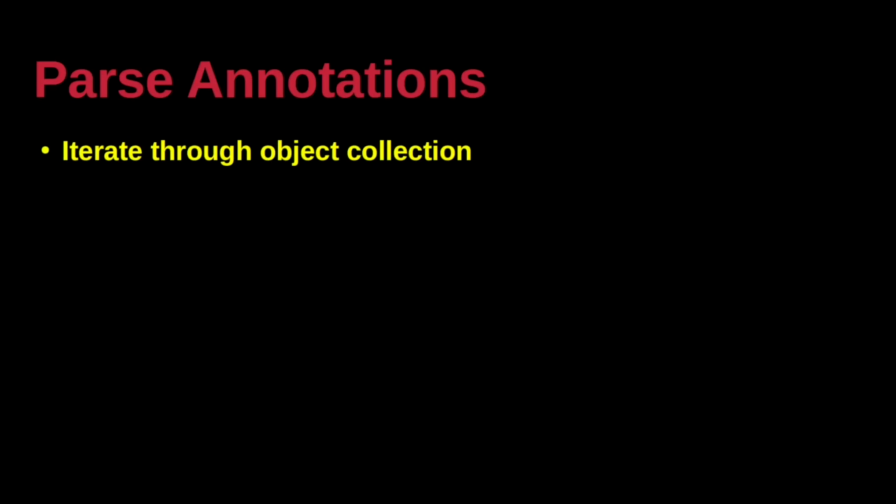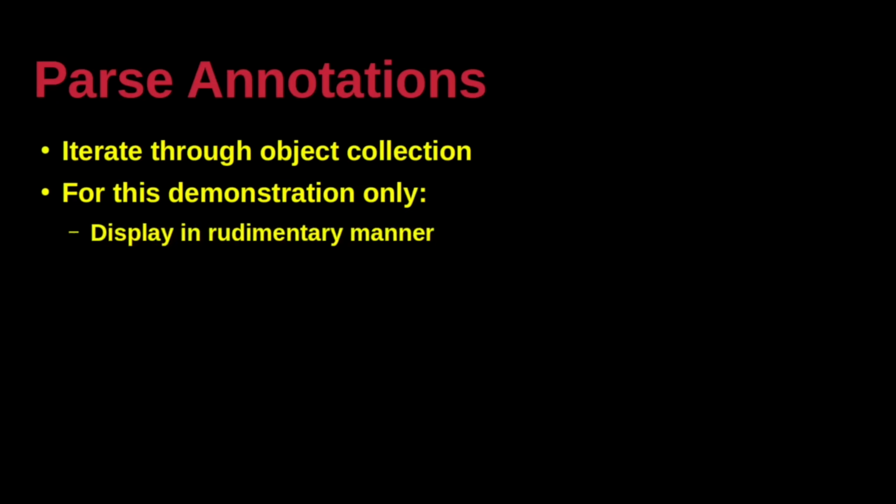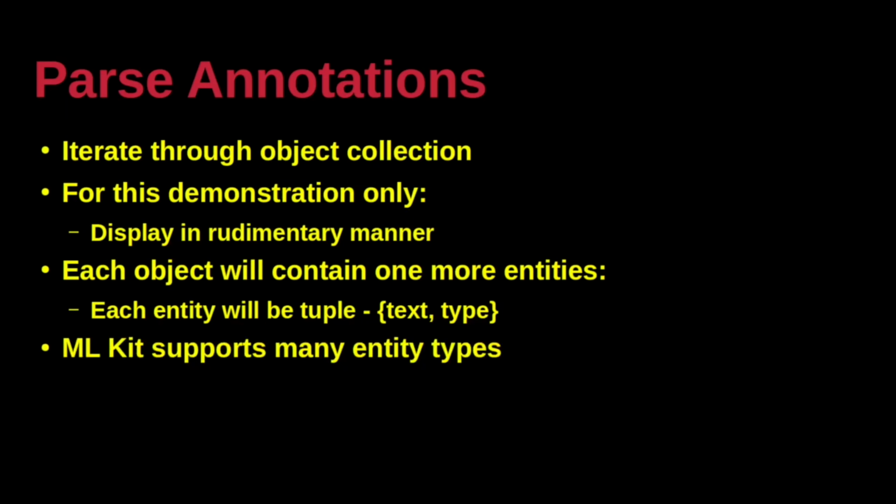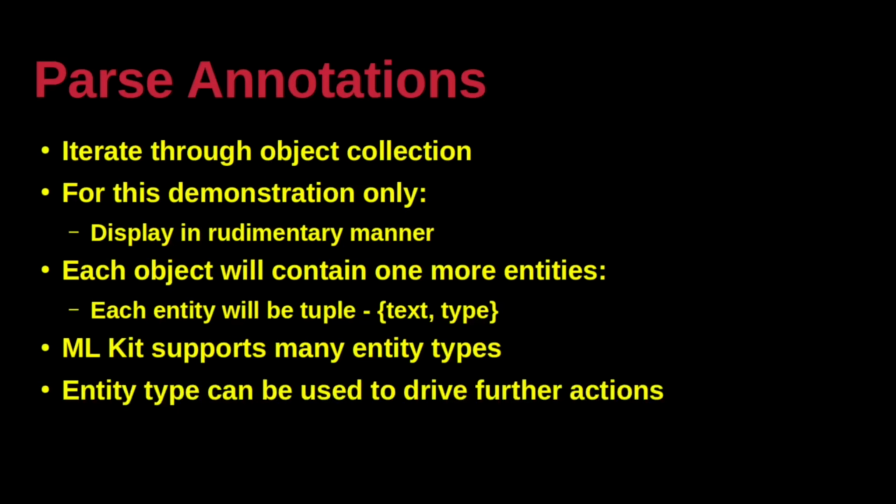In the final step of the processing, the object collection is iterated. Each object will contain one or more pairs of values. Each pair consists of the identified string and the type. There are many entity types in the ML Kit. Each entity type can drive further actions.